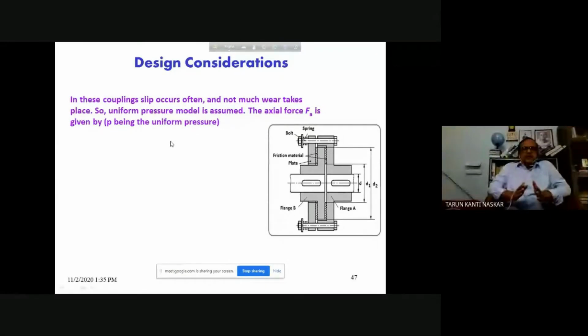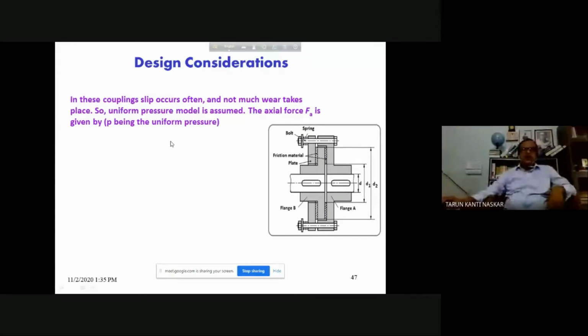Now the only thing is you consider here uniform pressure. Why are we considering uniform pressure? When the wear is not much, we consider the uniform pressure model. When wear is very high, then we consider the uniform wear model, and both the models we will discuss. So you consider here the pressure is uniform. The pressure is uniform means the pressure between the two frictional surfaces. There are two pairs of frictional surfaces. The pressure between these is uniform.